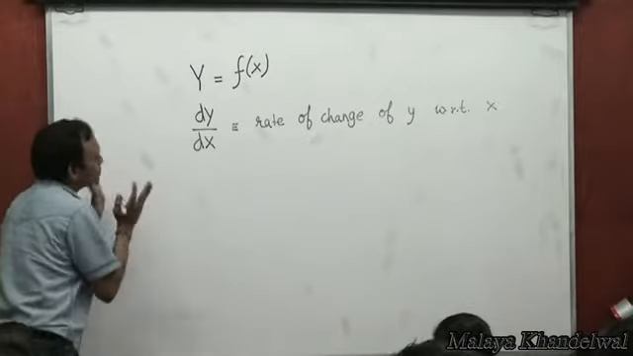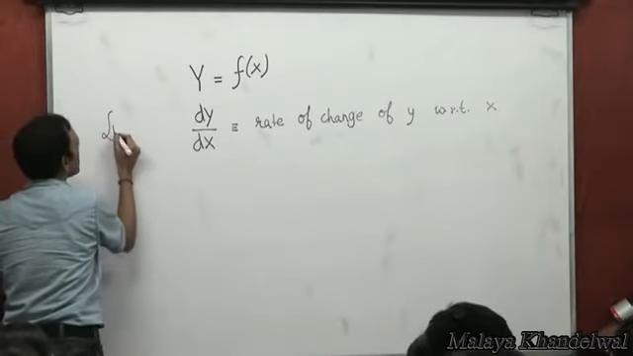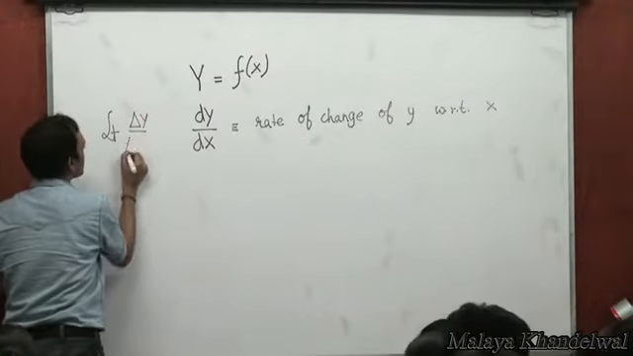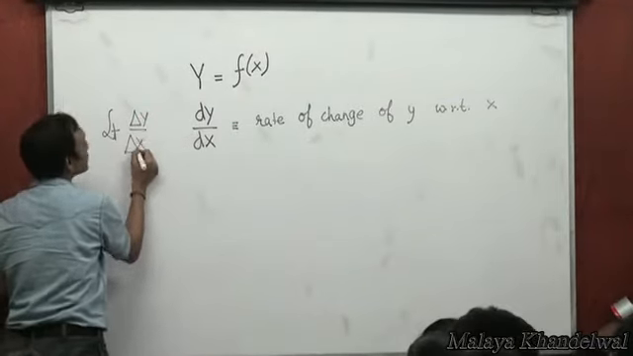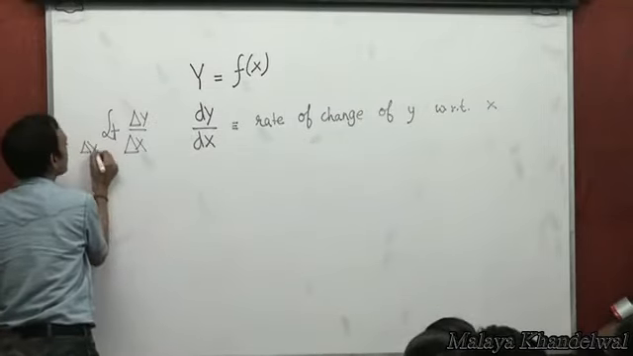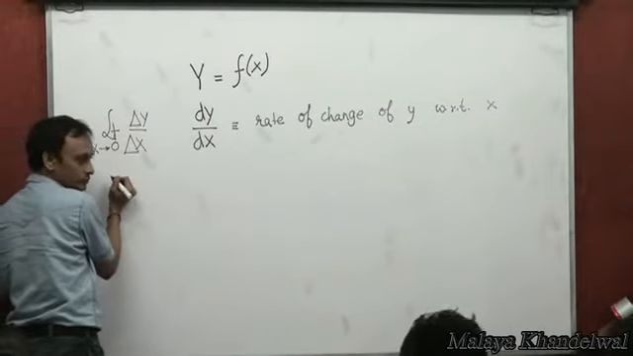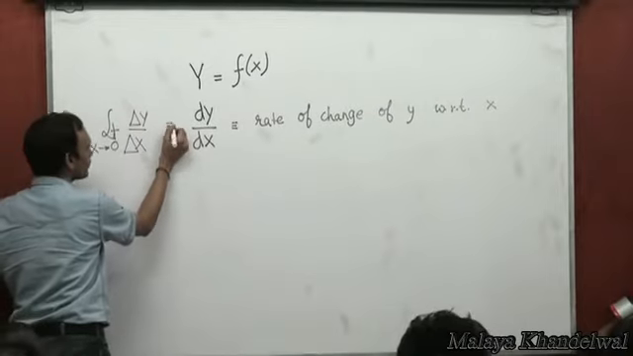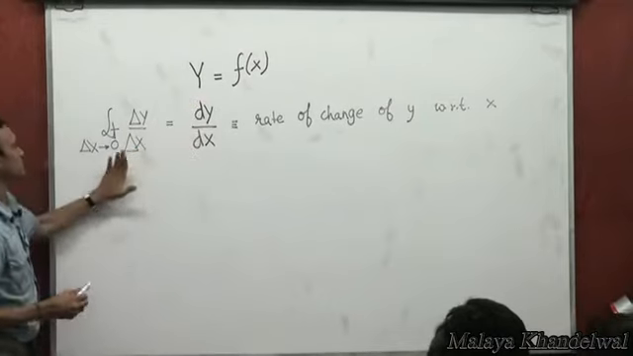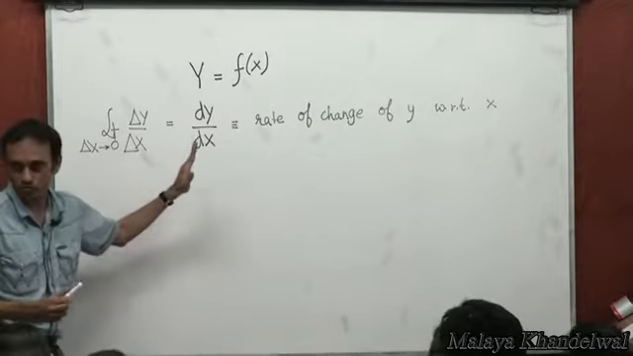And the computation of this was obtained by taking the limit of delta y by delta x, change in y divided by change in x, as that change in x came closer and closer and closer to 0, right? That's how we computed the rate of change of y with respect to x at x.